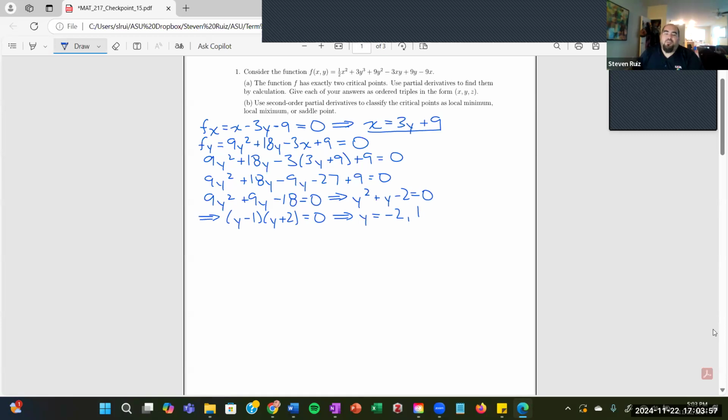Okay, so what are the x values that go along with those? When y equals -2, I can use this top equation. If I plug in -2 for y, I get -6 plus 9, that's 3. So one of my points is going to be 3, -2, and then I'll leave a blank because I'm going to plug in and get z. I want to get ordered triples. For y equals 1, when I plug in 1 here, I get 3 times 1 plus 9, and that's 12. So 12, 1, and then, what's my z value going to be? All right, so let's plug in and figure out what these are. When I plug in 3, I get 1/2 times 9, 9 halves.